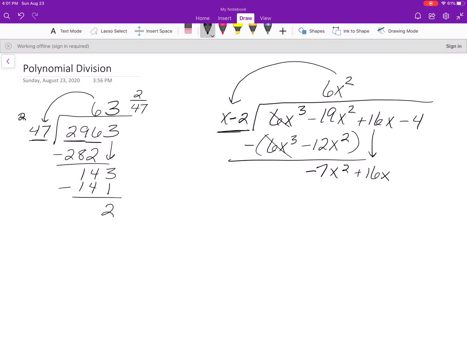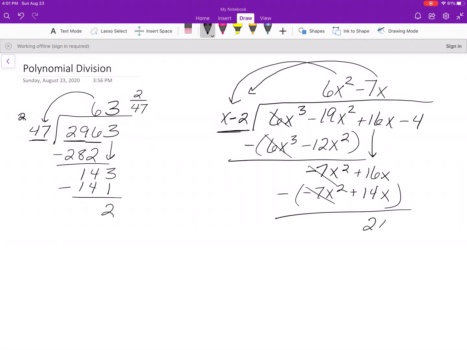I say, okay, what would I have to multiply x by to get negative 7x squared? It would be negative 7x. So negative 7x times x is negative 7x squared. And then negative 7x times negative 2 is positive 14x. And then I subtract the whole thing. Don't forget to subtract all the terms. These two should cancel out, and I get 16x minus 14x, which is 2x.